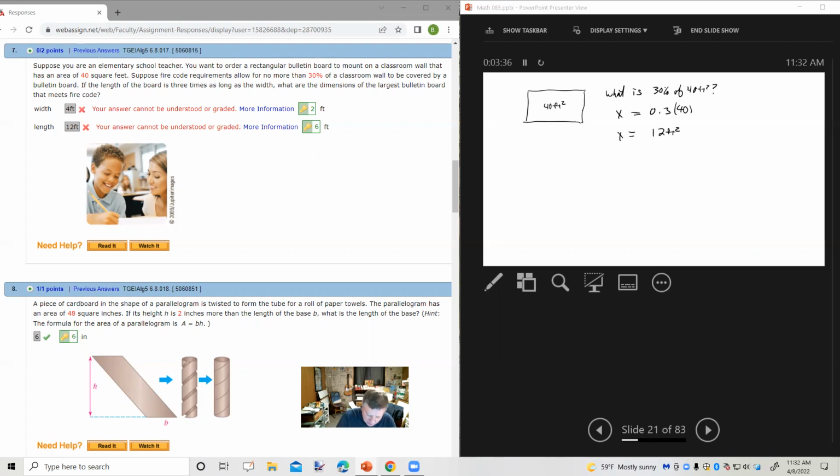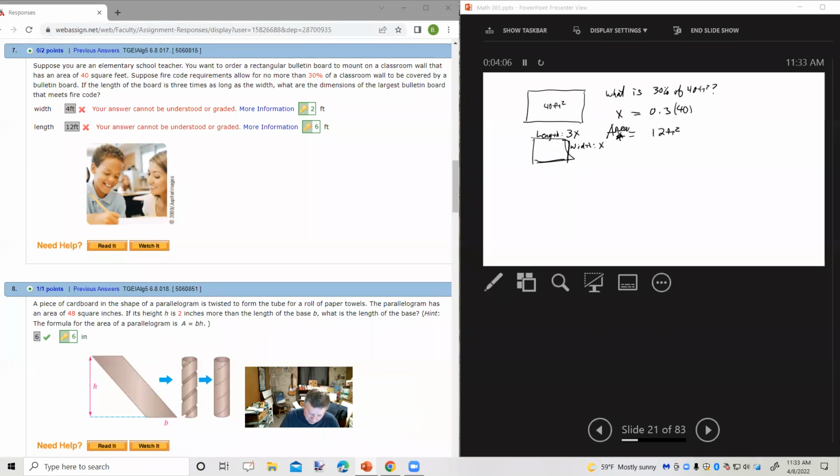All right, we also know that the length is 3 times the width. So if this is the length and this is the width of the bulletin board, a lovely rectangular bulletin board there, if this is X, this would be 3X. Maybe what we should do is call this area. The area is 12 square feet.